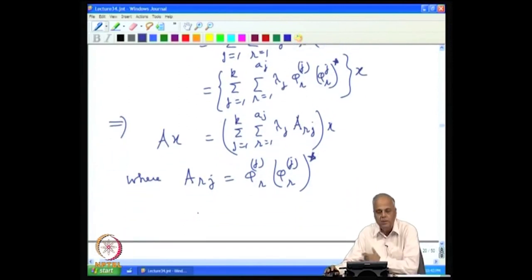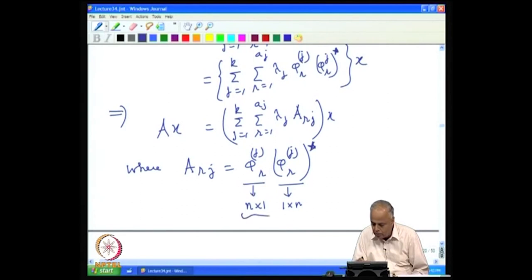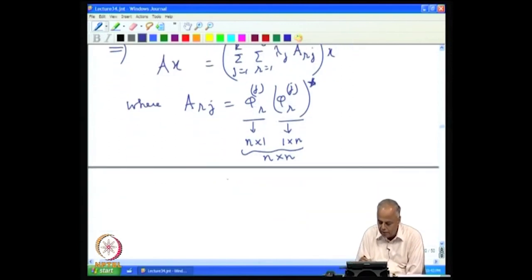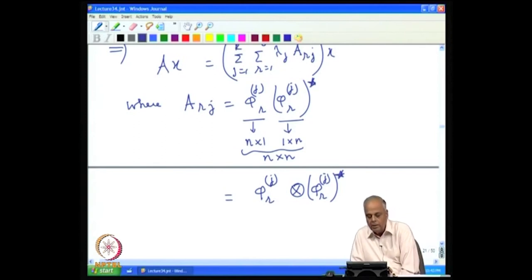Now, what is this A_r^j? If you look at phi_r^j, it is an eigenvector, it belongs to C^n. So, that is an n by 1 vector. Therefore, this is obtained by transposing and conjugating. So, that is a 1 by n vector. So, the product is going to be an n by n matrix. So, A_r^j is an n by n matrix. In short notation, we will write it as phi_r^j. This is what in the beginning of the course we called the outer product or the tensor product. A_r^j is phi_r^j tensor phi_r^j.